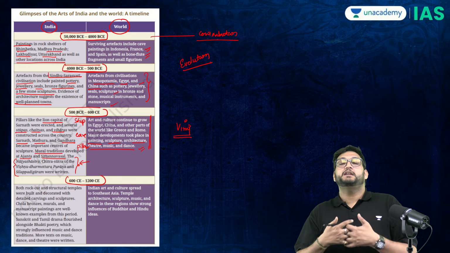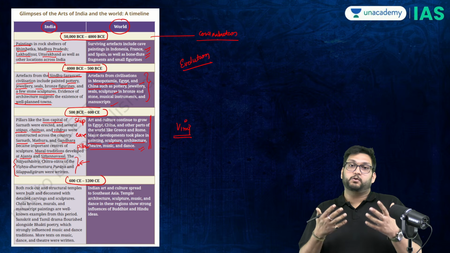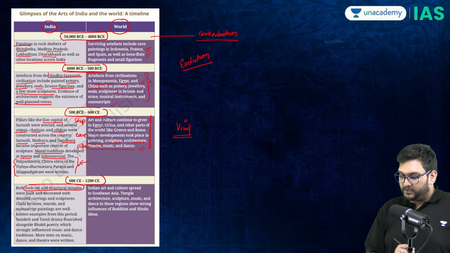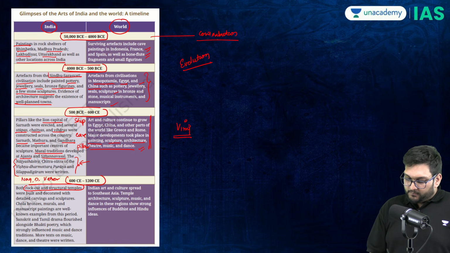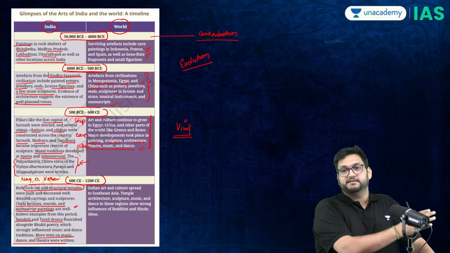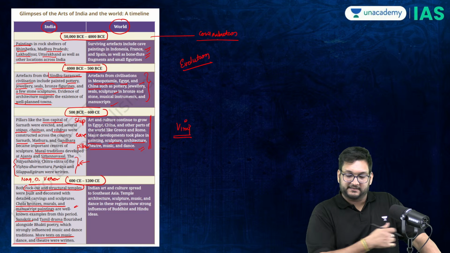But where the culture of India dominated was under the Cholas, and that is where rock cut and structural temples are going to become very common. Nagara style, Dravida style, Vesara style will develop. Chola bronze murals, manuscript paintings will start to spread. We have Sanskrit and Tamil drama and much more elaborate text on dance, music, and theater, what we had been discussing in the 6th, 7th, and 8th class NCERT.